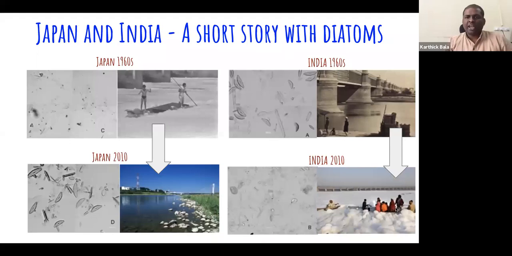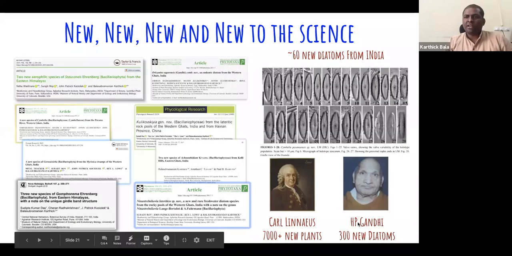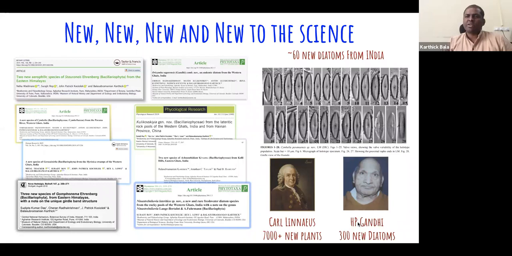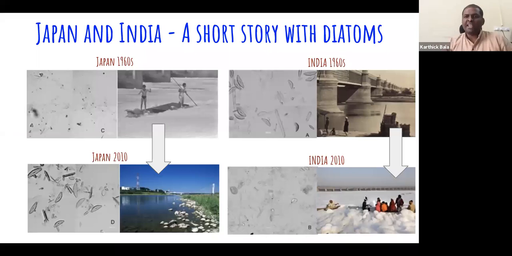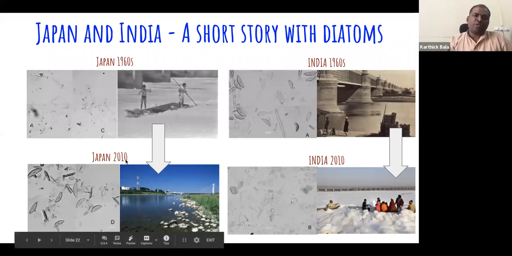I mentioned in the previous slide H.P. Gandhi. H.P. Gandhi worked in the western part of India, from Gujarat, Maharashtra, and so on. He collected samples from many stream sites in the present day Bombay region. So using his slides, we will know what the past water condition was. In 1960, what was the water condition?